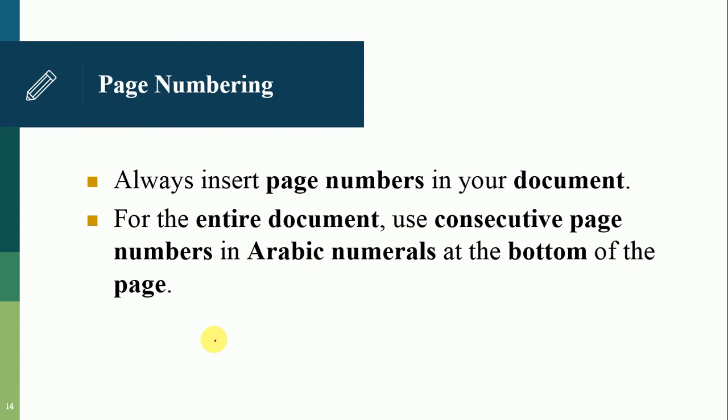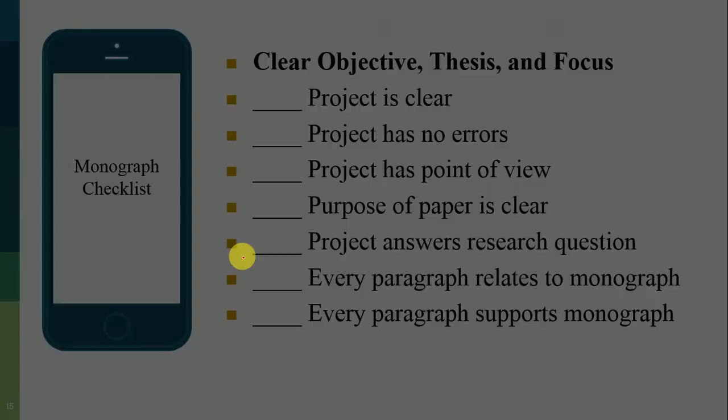Page number. Always insert page numbers in your document. The page number should be available there, right? Your document should have page numbers. For the entire document, use consecutive page numbers in Arabic numerals at the bottom of the page. So for the entire document, consecutive page numbers should be used in Arabic numerals, like 1, 2, 3. These are Arabics. Americans have copied them. You should use them at the bottom of the page.